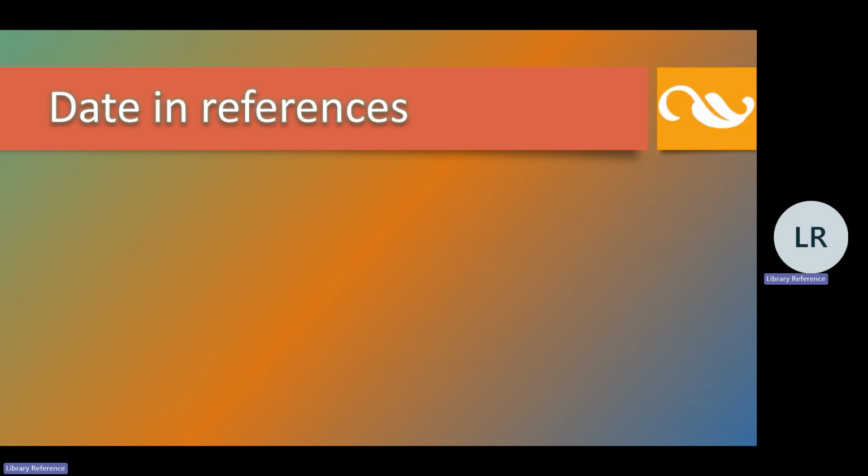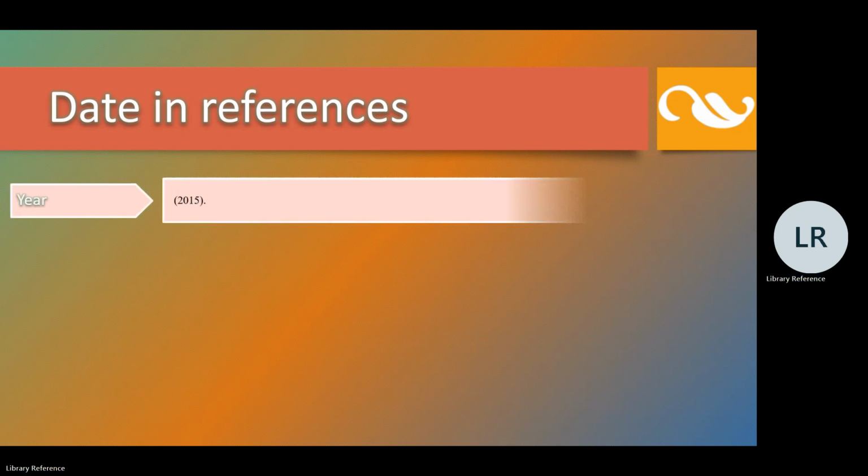The second element of an APA reference is the date. So let's see how we present dates and what variations we may encounter. Usually, when we cite academic sources like journal articles and books, the year of publication is enough. How do we present it? We present it in parentheses and obviously followed by a full stop.